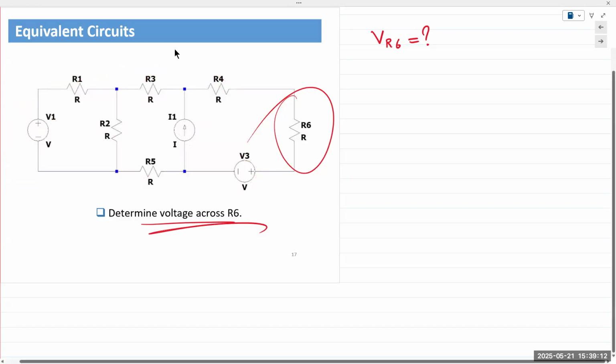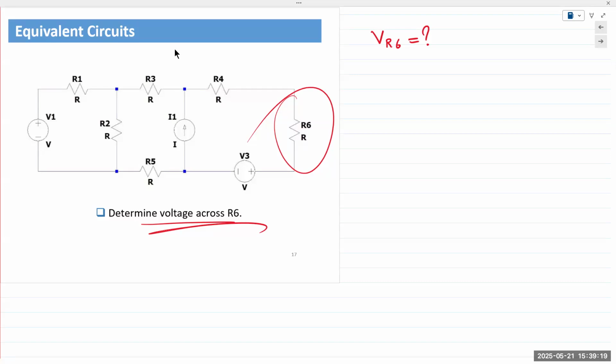So now you're trying to find the value for R6. This is a linear circuit, only resistors in there and only independent sources. So what techniques come to mind? Node voltage, mesh current, superposition. Pick any analysis technique you want, generate your equations, solve them, and you'd find the value for R6, and from the value for R6, you will find VR6.